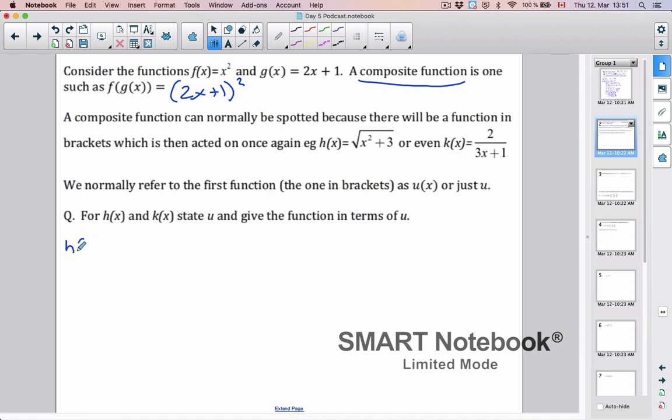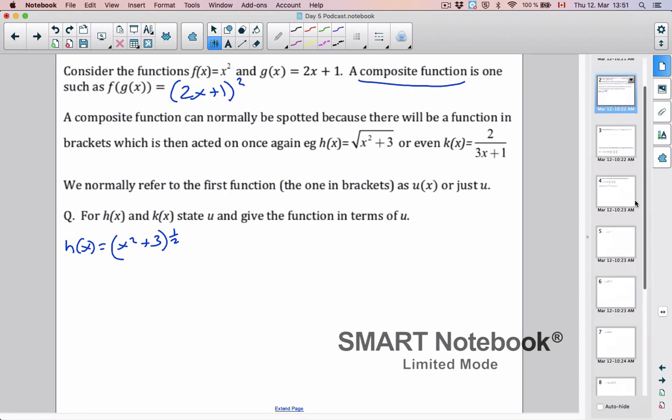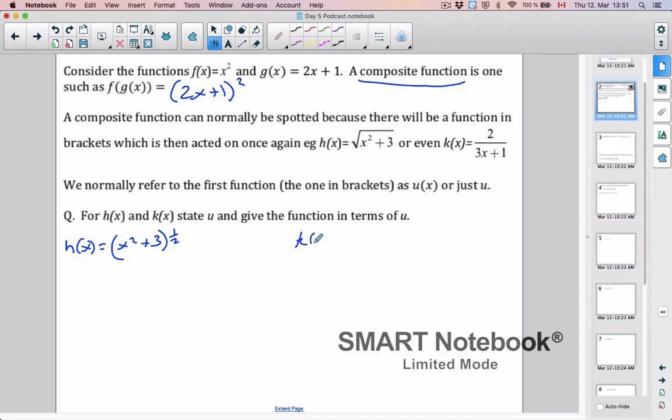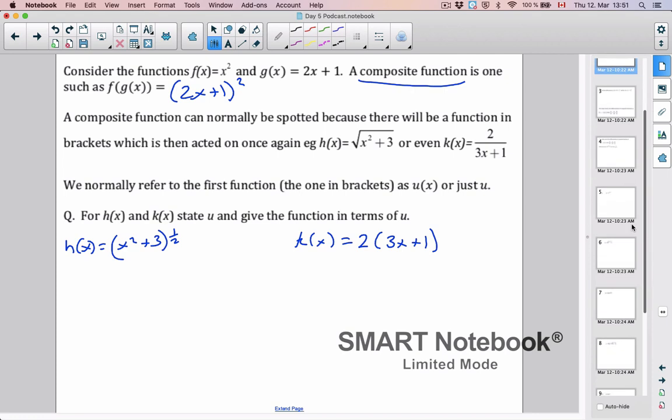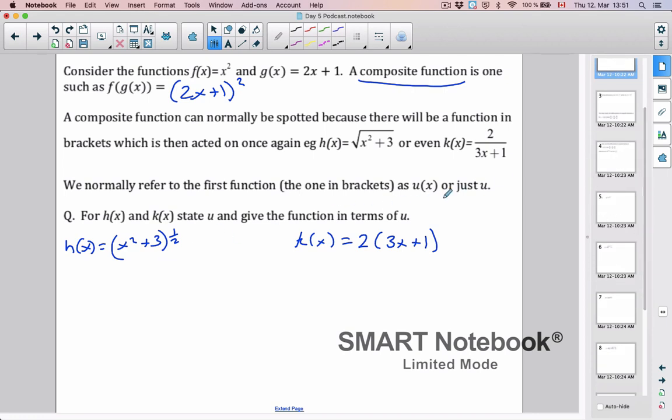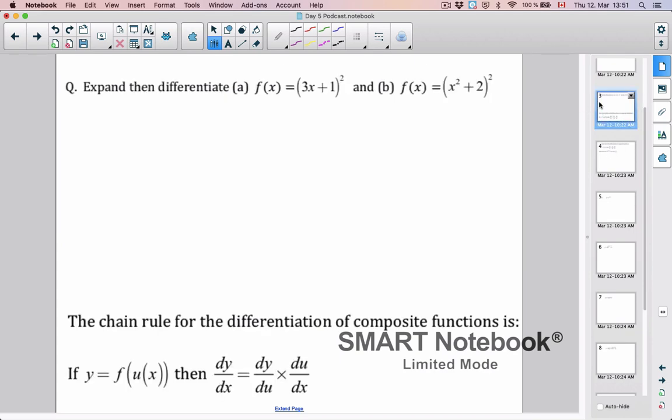This is like, the h of x here is like x squared plus 3 to the power of half. Okay? And k of x is like 2 times 3x plus 1. Right? Actually, this is 3x plus 1 to the power of negative 1.